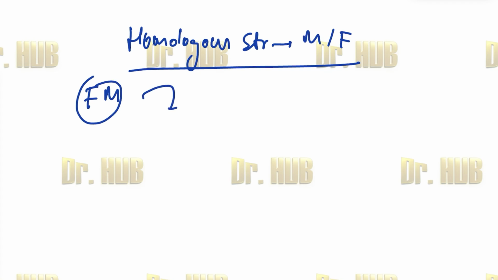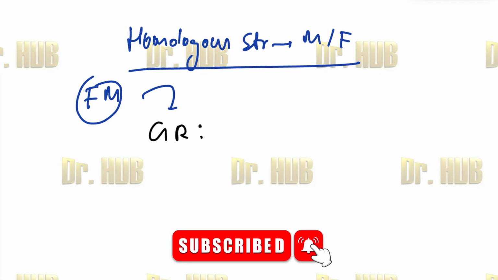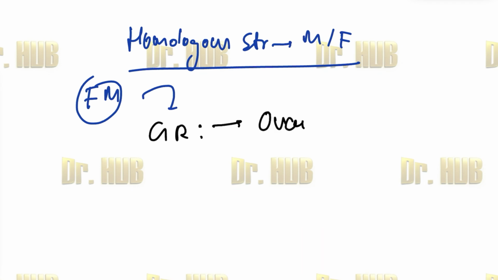Under the females, the first category will be the genital ridge. So genital ridge, what develops in the females? Genital ridge develops as an ovary. Then from the primordial germ cells, it will be the ova. So ovary is from the genital ridge. The primordial germ cell is the ova.